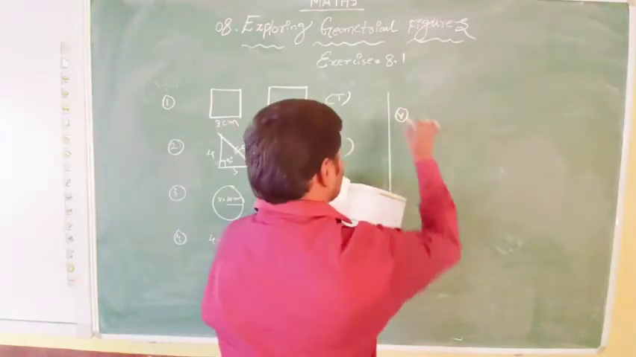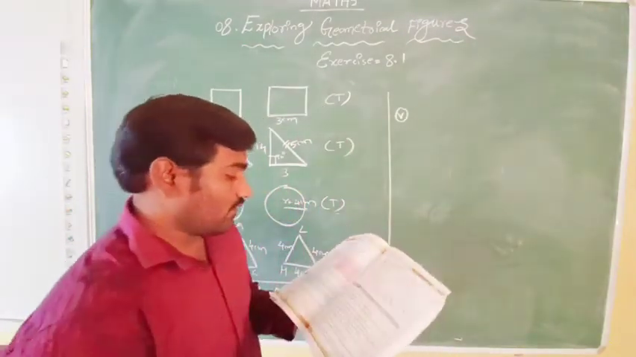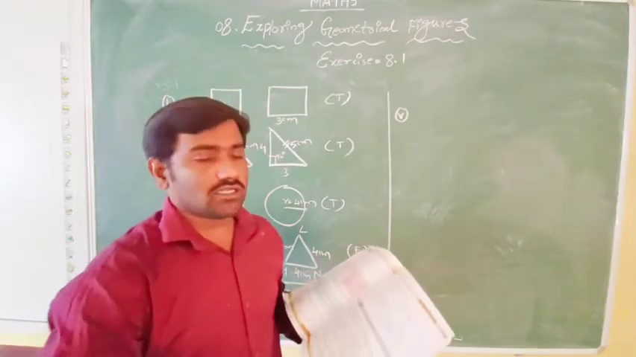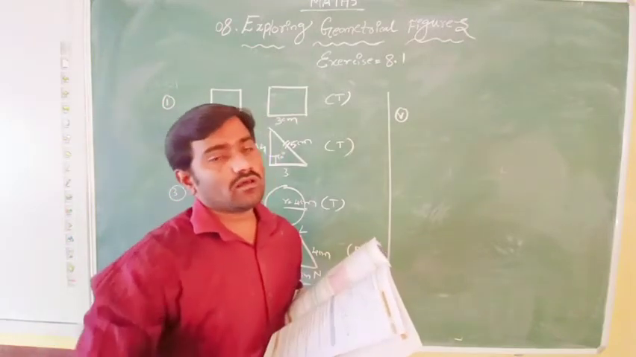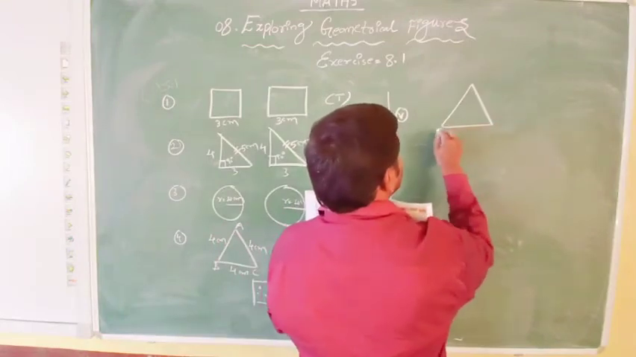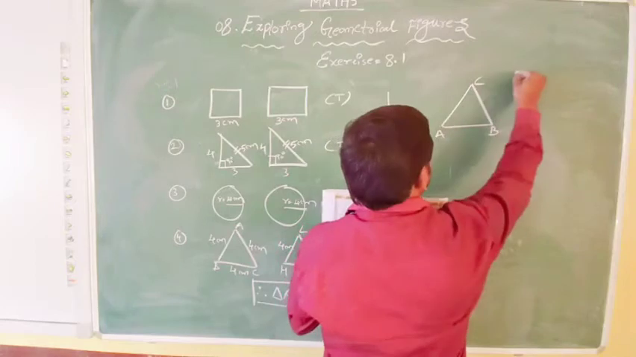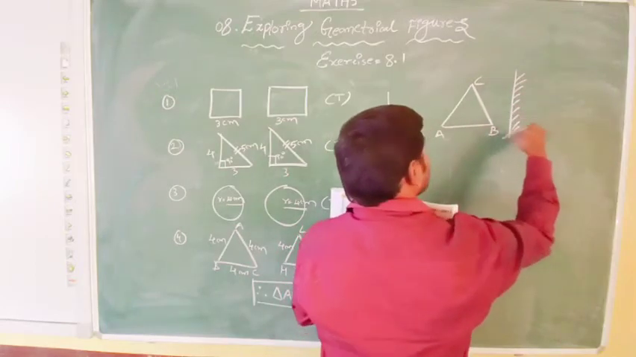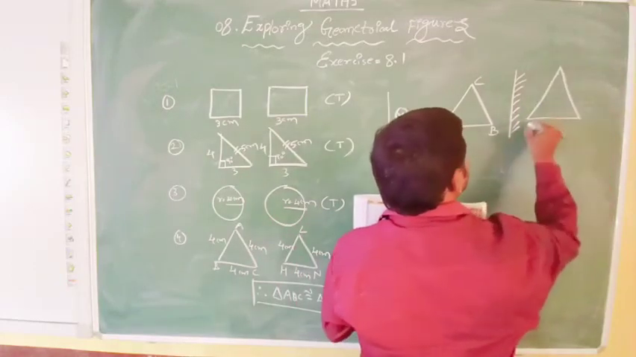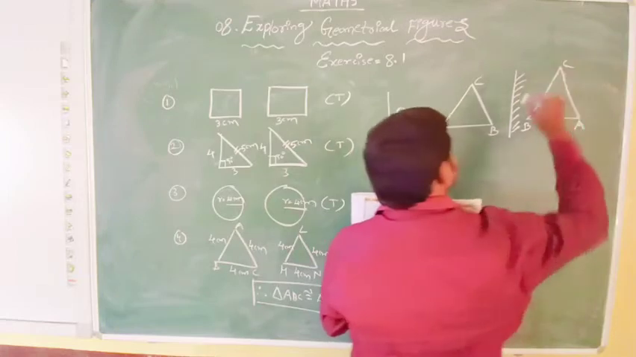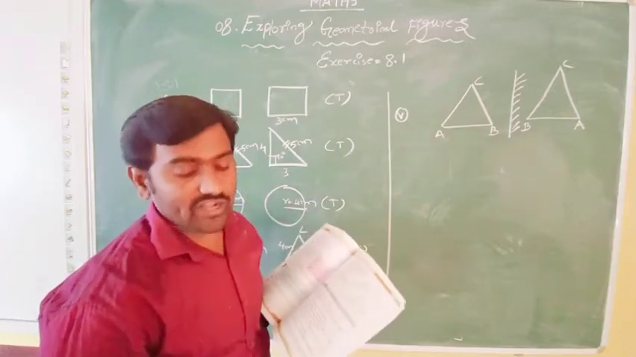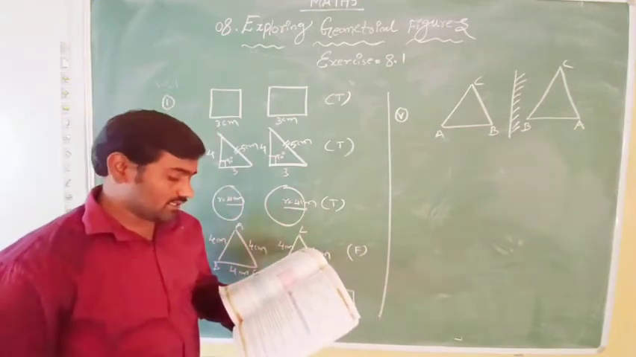Now next, question number 5. The mirror image of a polygon is congruent to the original. Yes, the mirror image of a polygon will be congruent to the original one. Here A, B, C, and the mirror image of it will be shown like this: B, A and C. Will they be congruent? Absolutely, both are congruent. They are not different. Okay, then these are the things.